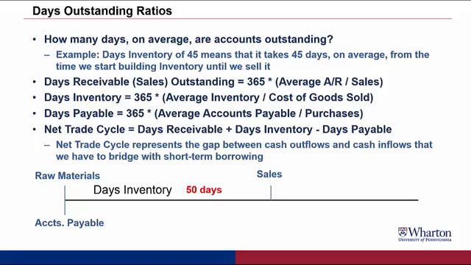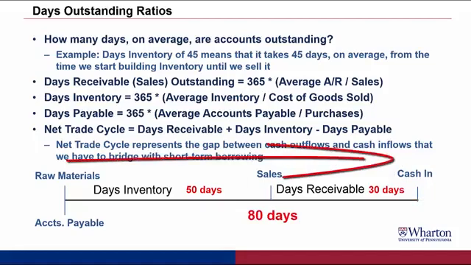When you sell the inventory, you don't get cash yet. Instead, you sell it on account to customers, and you have accounts receivable. The days receivable tells you how many more days it's going to take until you finally collect cash. So let's say it's 30 days. So that would mean it's 80 days total from when you first get raw materials to when you collect cash from customers.